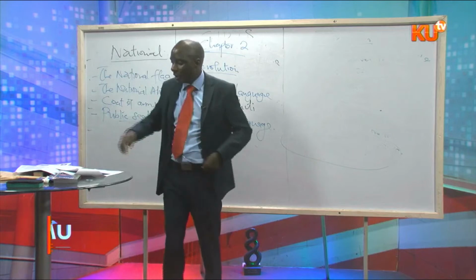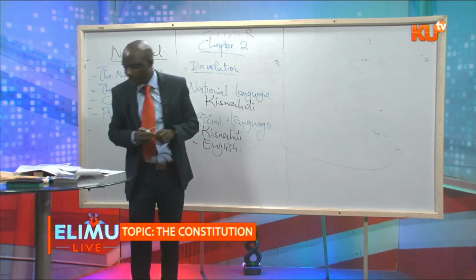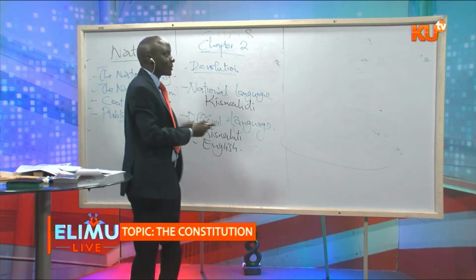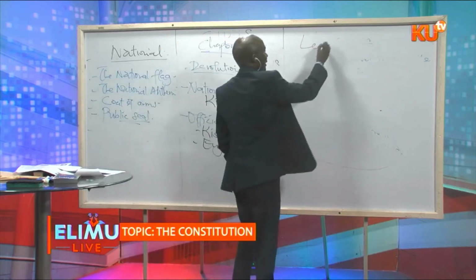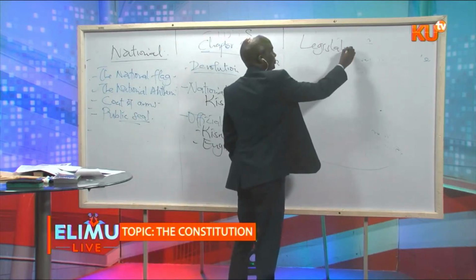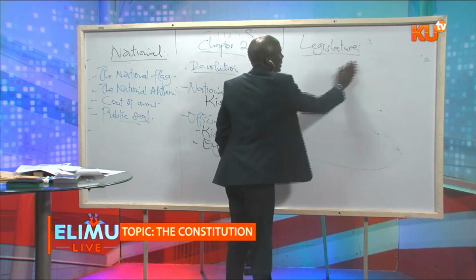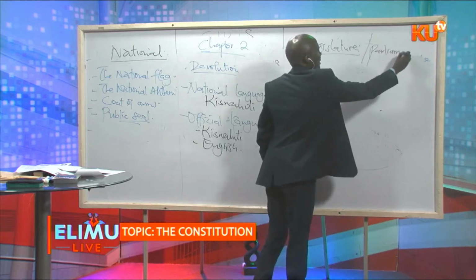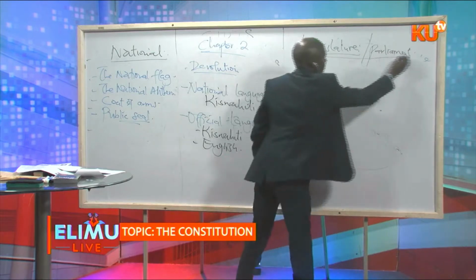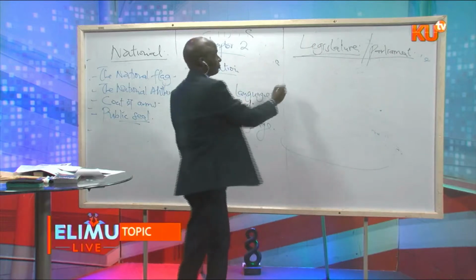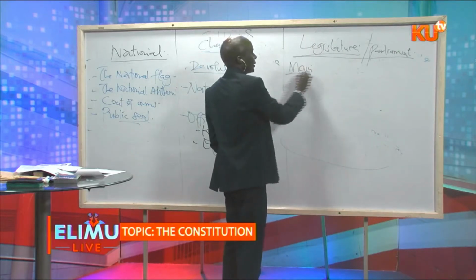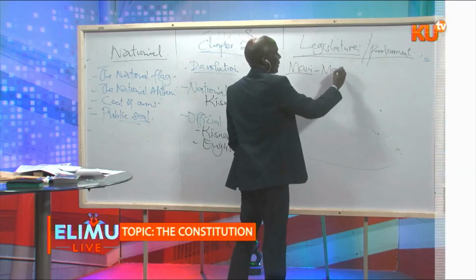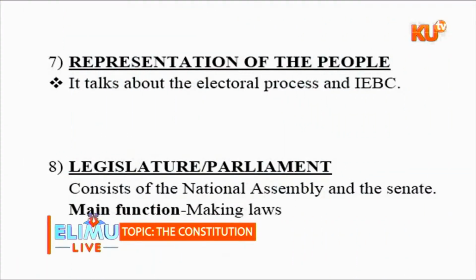Now, let me talk about these three: the legislature, that's the parliament, and also talk about the judiciary and the executive. When you talk about the legislature here, I'm going to talk about it very briefly. This is also known as parliament. The main function, this is also very common in KCPE, is to make and amend laws. This is among others. This is the main one.